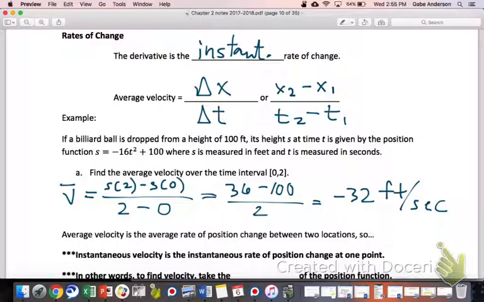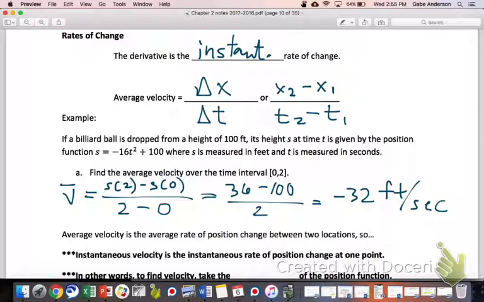I want to leave you with this thought. When somebody dropped the billiard ball, the instant they released it, how fast was it going? It was going 0, wasn't it? The instant they dropped it. Right before it impacts the ground, it was certainly not going 0. Do you think it was going faster or slower than negative 32? Doesn't it have to be going faster? If it started at 0 and averaged negative 32, wouldn't it have to be going a lot faster than negative 32 right before it hits the ground?